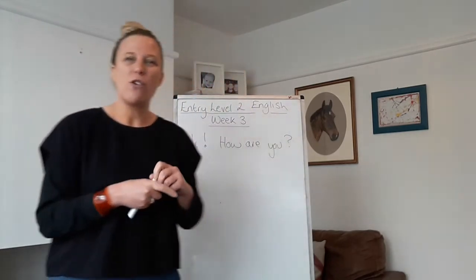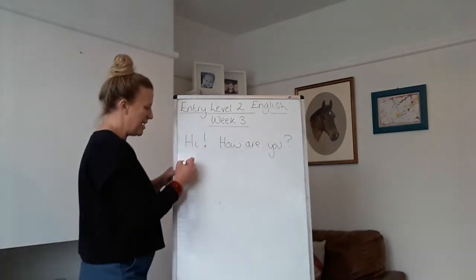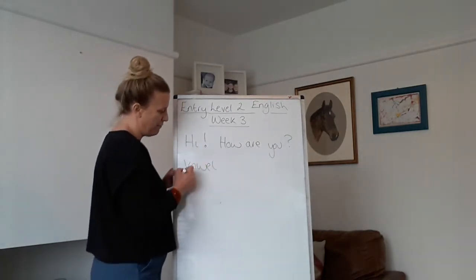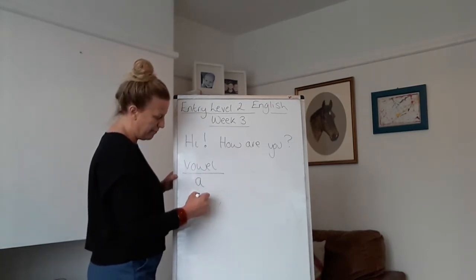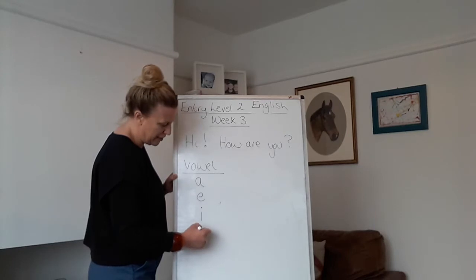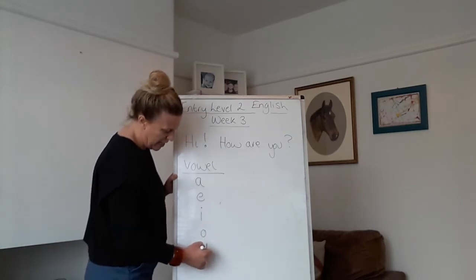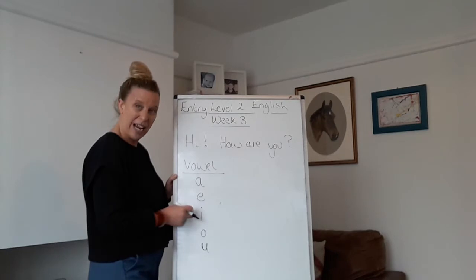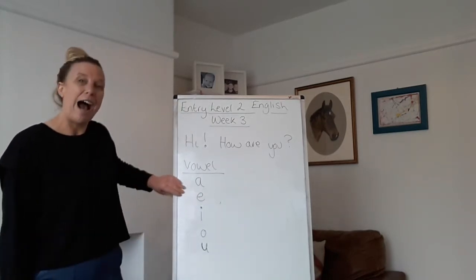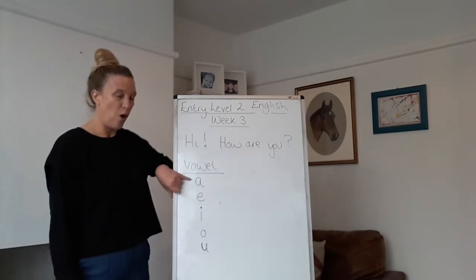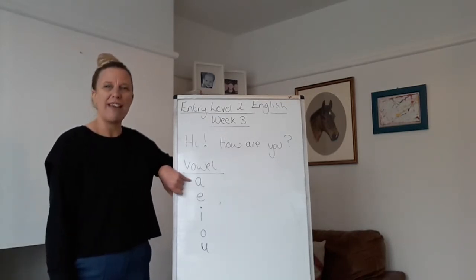So I'm going to start off by asking you to go through with me the vowel sounds from the alphabet. These are the ones that people usually get muddled up, certainly these three here. So we've got A. Can you say that for me? A.